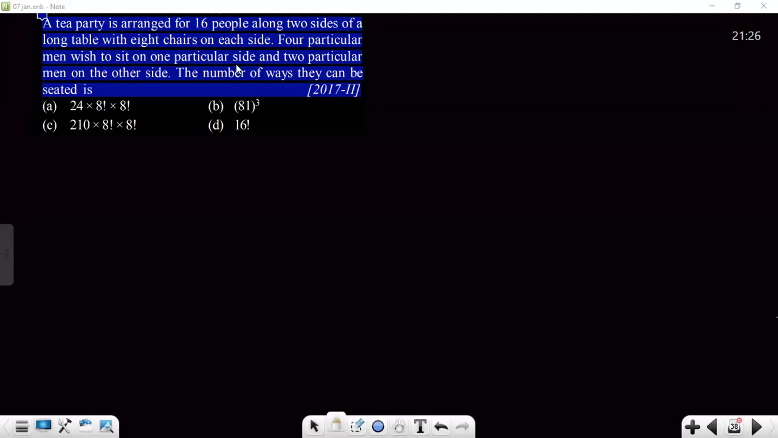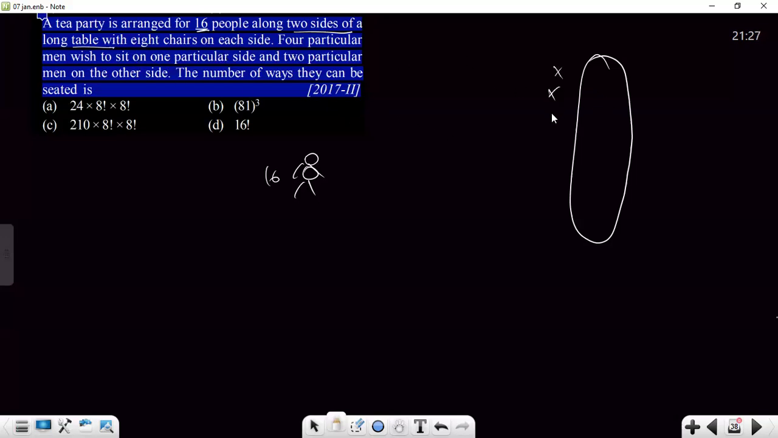So let's jump on to the next question. A tea party is arranged for 16 people along two sides of a long table. So there's a long table like this, and there's a tea party for 16 people, along two sides of a long table with 8 chairs on each side. How many chairs? Four and four chairs. Not one, two, three. Okay, 16 chairs on both of the sides.